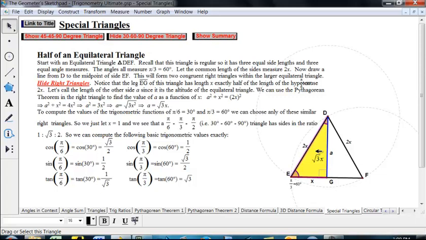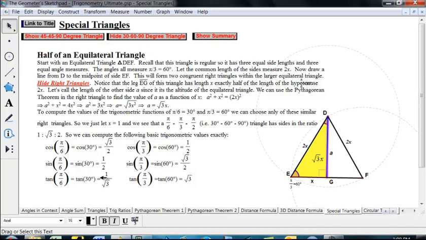The tangent of 30 degrees, or in other words, the tangent of pi over 6 radians, would be opposite over adjacent. That would be x over square root of 3 times x, that's 1 over square root of 3, which could also be written as square root of 3 over 3 if you like to rationalize the denominator.